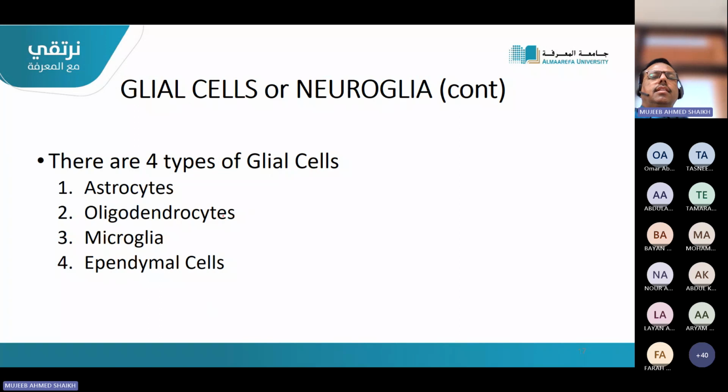What are these? The names are astrocytes, oligodendrocytes, microglia, and ependymal cells. These are the four major types of supporting cells, or accessory cells, or glial cells. Everyone is doing a specialized function.